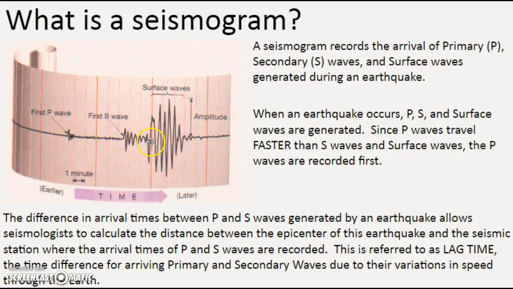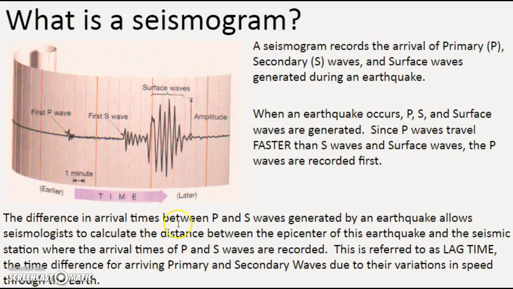And then even after that, you get your surface waves. Notice your surface waves have the greatest amplitude. Your surface waves are going to do most of the structural damage. But we get this readout of oscillations of the ground. Your primary waves arrive first, your S waves arrive second, and your surface waves arrive last. Notice, this is all reflecting the speed at which the waves travel.